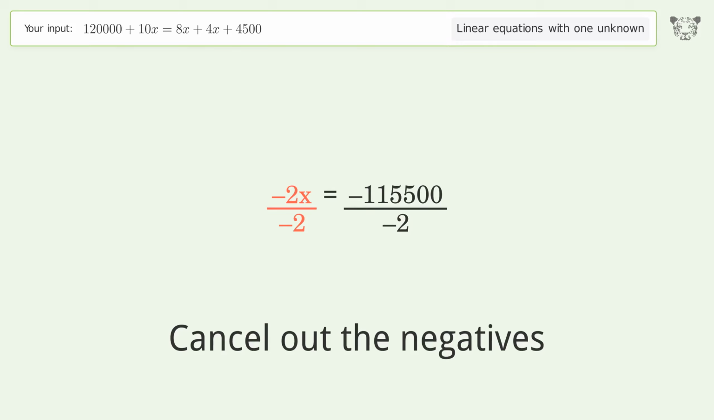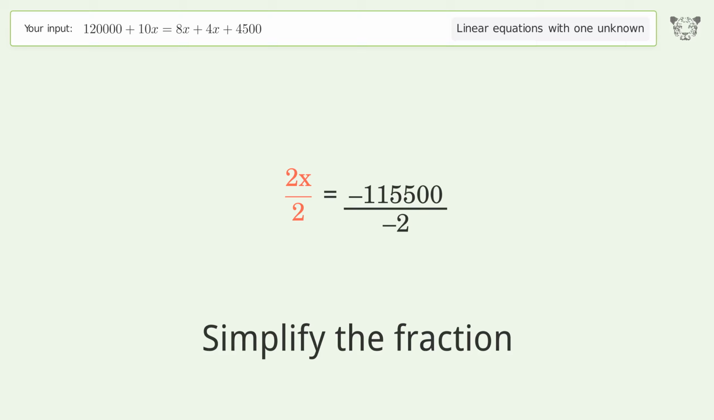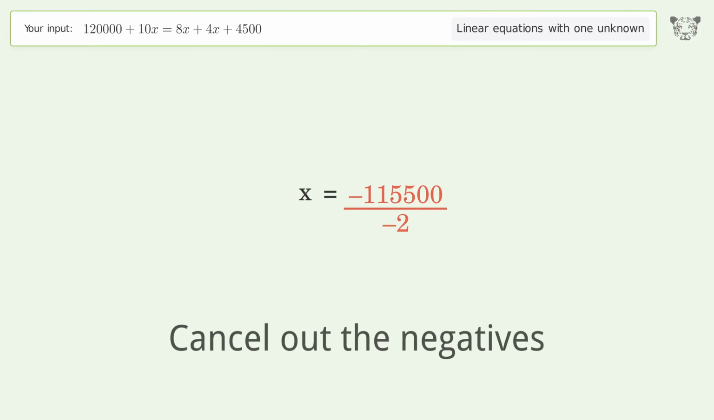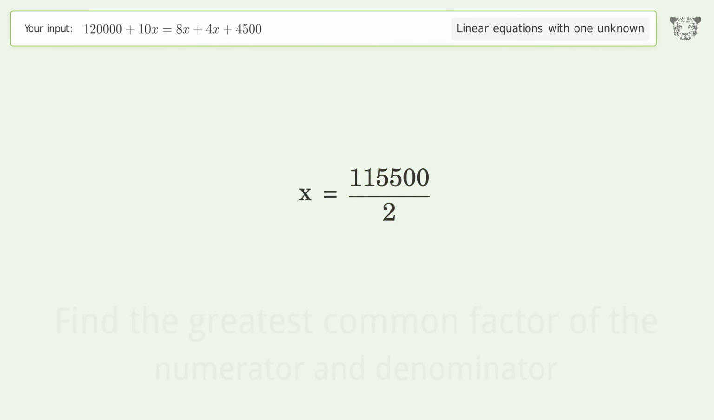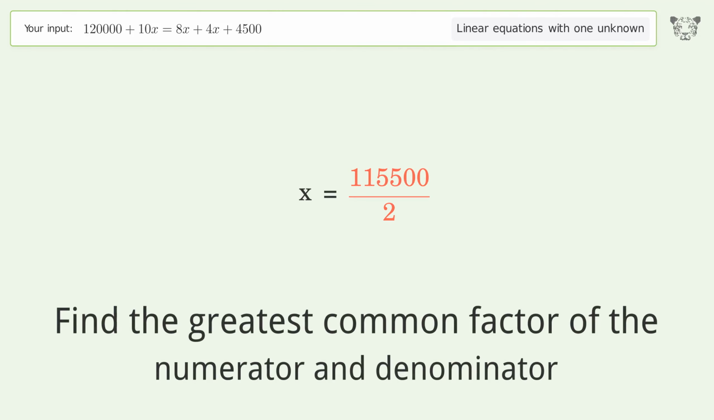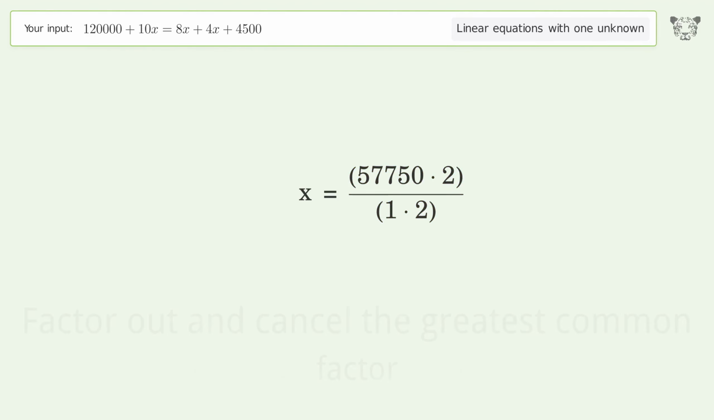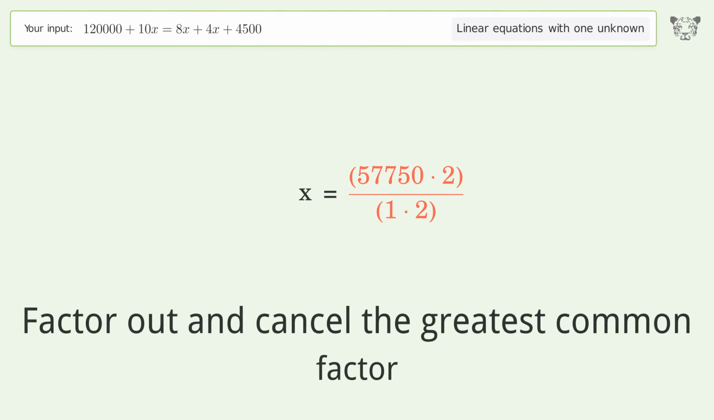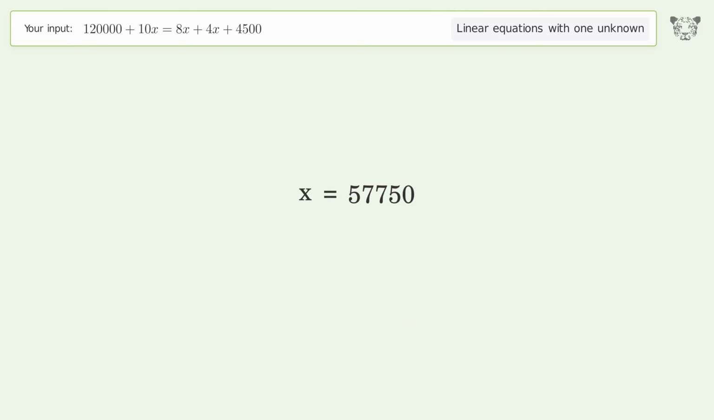Cancel out the negatives. Simplify the fraction. Cancel out the negatives. Find the greatest common factor of the numerator and denominator. Factor out and cancel the greatest common factor. And so the final result is x equals 57,750.